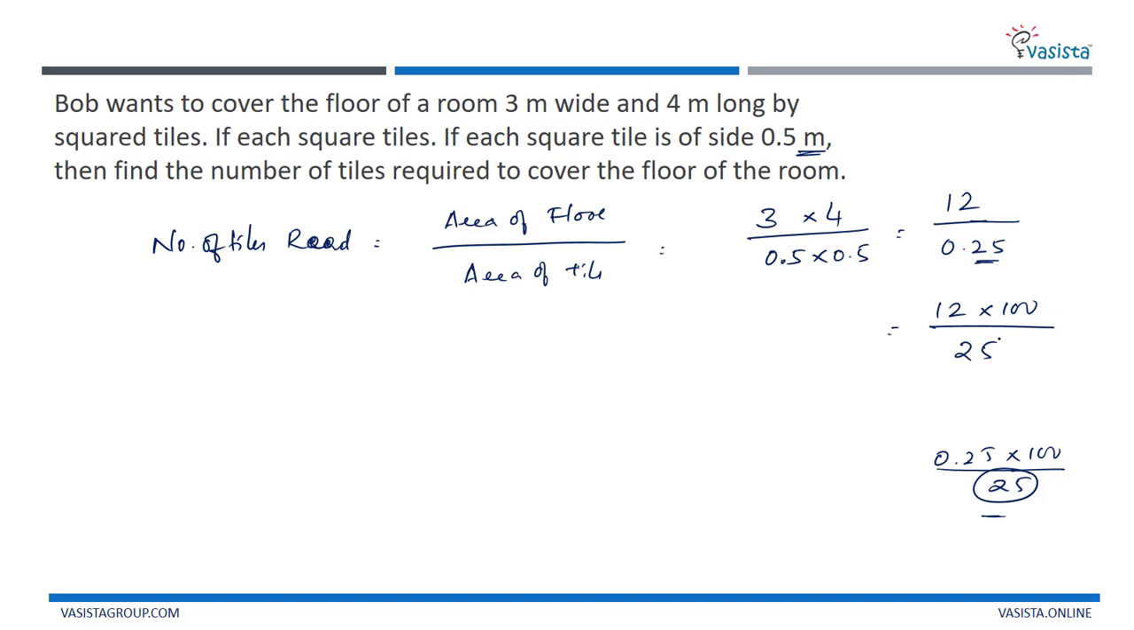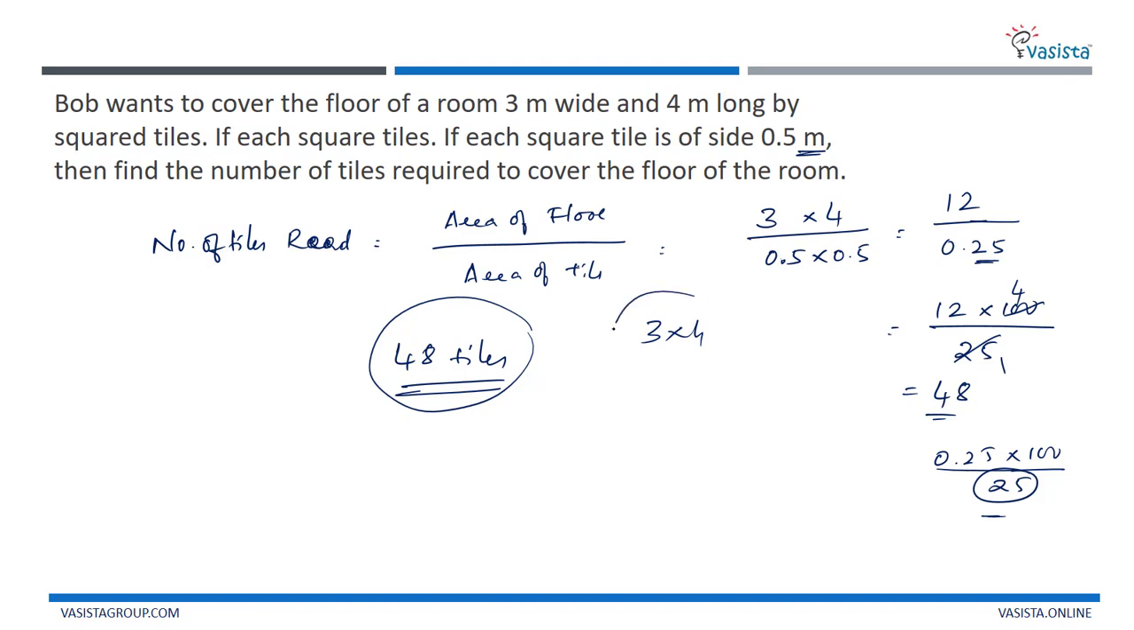Now 25 ones are 25, fours are, so 12 fours are 48. So Bob requires around 48 tiles to cover the floor of a room of 3 meter as well as 4 meter, 3 into 4 meter, right? The answer is here: 48 tiles.